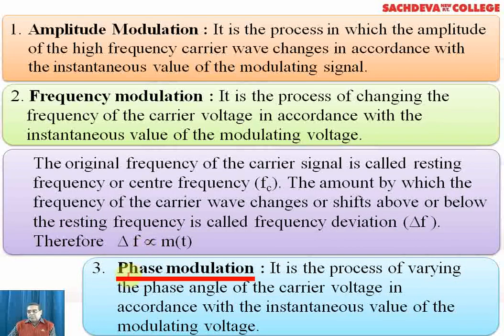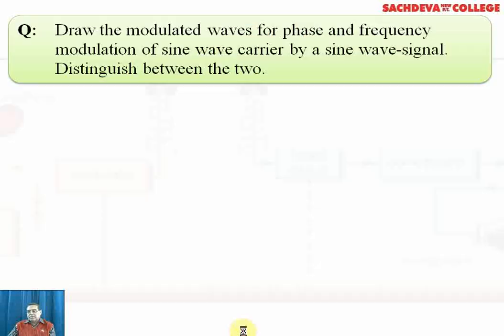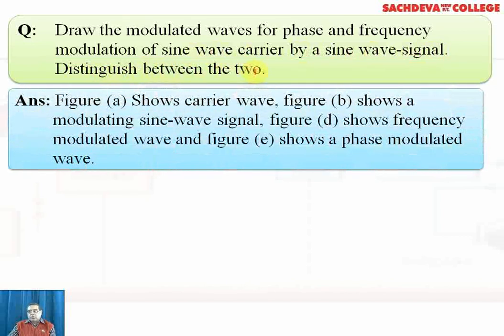Now we come towards the phase modulation, like position and direction modulation. It is the process of varying the phase angle of the carrier voltage in accordance with the instantaneous value of the modulating voltage. Now we have to draw a diagram. Our question is related to that we have to draw modulated waves for the phase and the frequency modulation of the sine wave carrier by a sine wave signal, and we have to distinguish between the two.